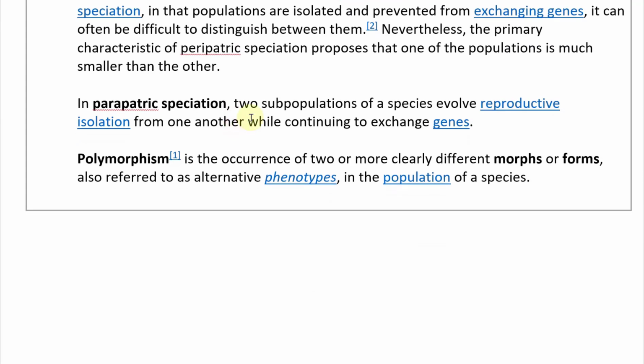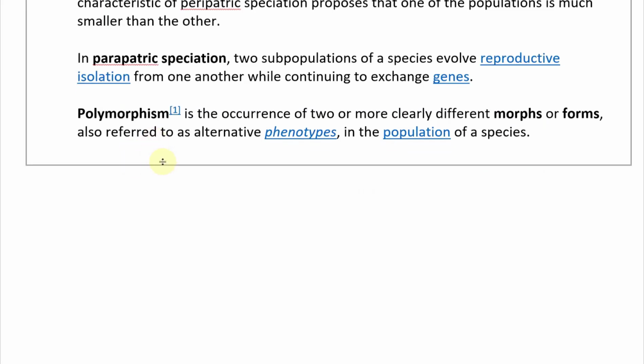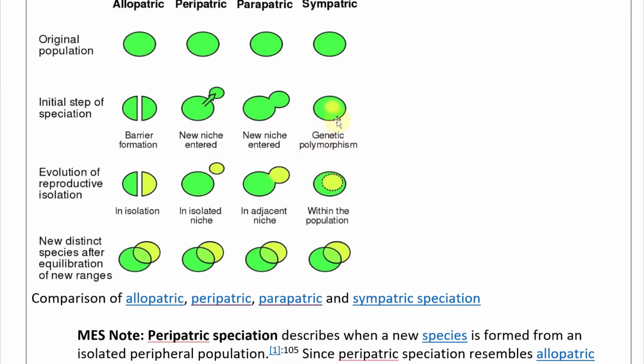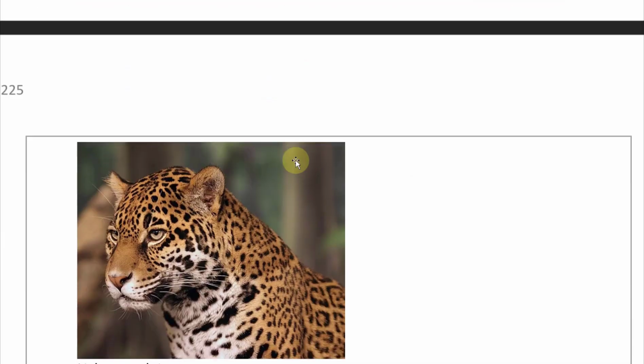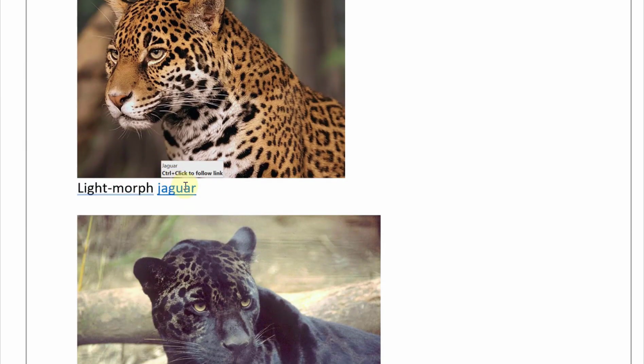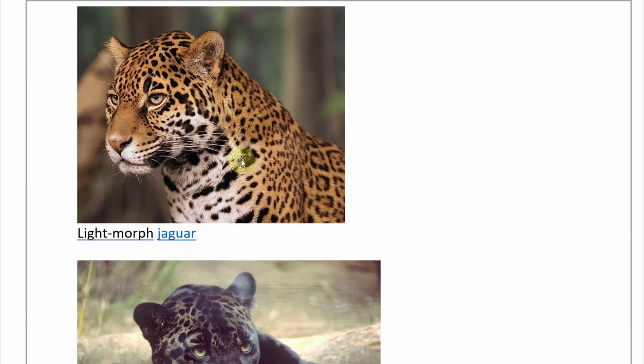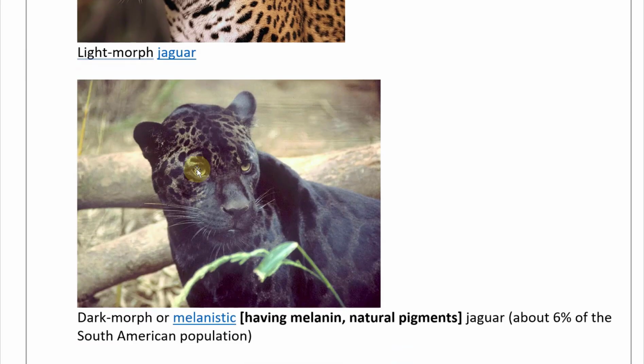Continue further. So polymorphism is the occurrence of two or more clearly different morphs or forms, also referred to as alternative phenotypes, in the population of a species. So you can have two or more distinct types of that same population there. And an example is this one here. So light morph jaguar, so it's a different form or morph. Then you have this one here, the light morph jaguar, and then there's a dark morph, or melanistic, which is having melanin, natural pigment, a jaguar. So melanistic jaguar or dark morph.